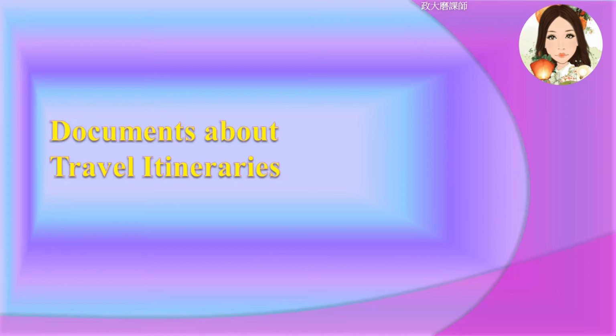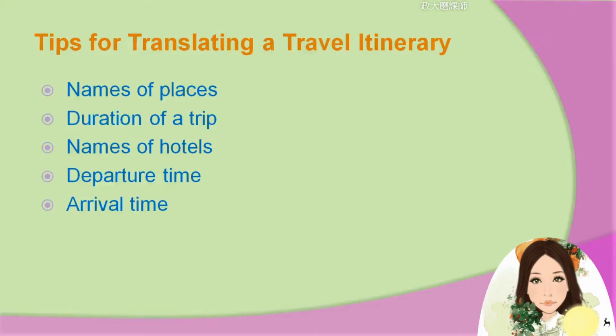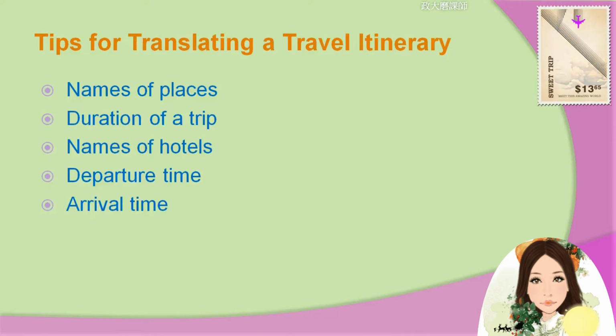Documents about travel itineraries. There are some tips for translating a travel itinerary. First, you have to pay attention to the names of places and the duration of a trip. In addition to the first two items, you also have to notice the names of hotels, departure time, and arrival time.